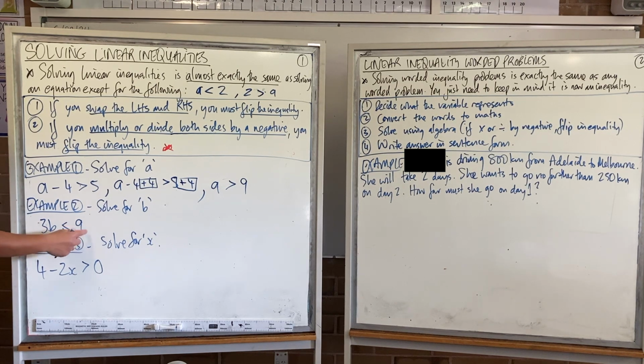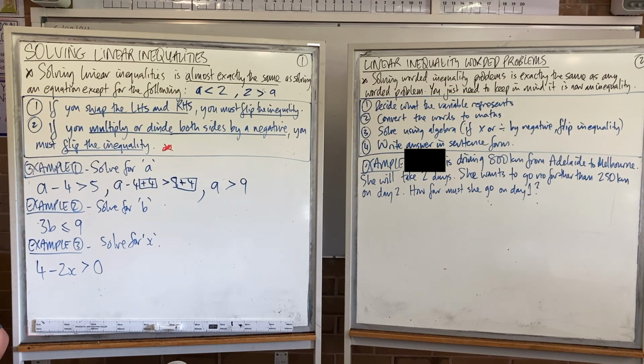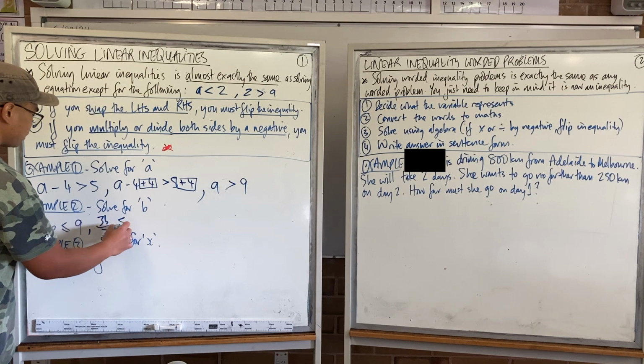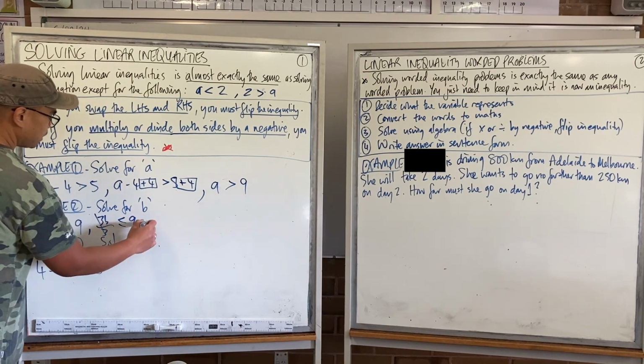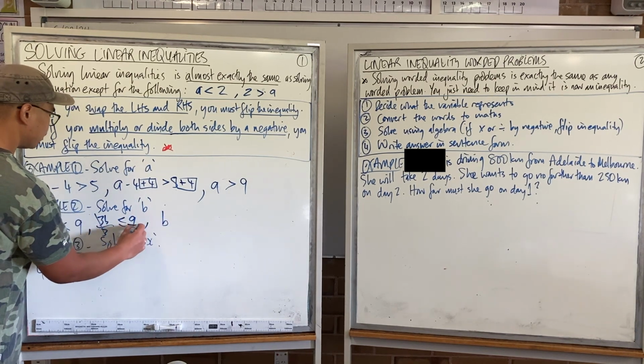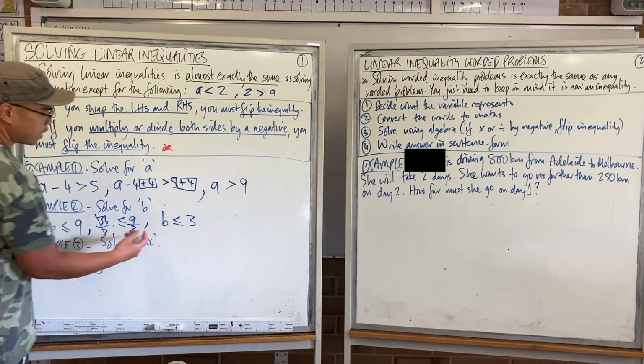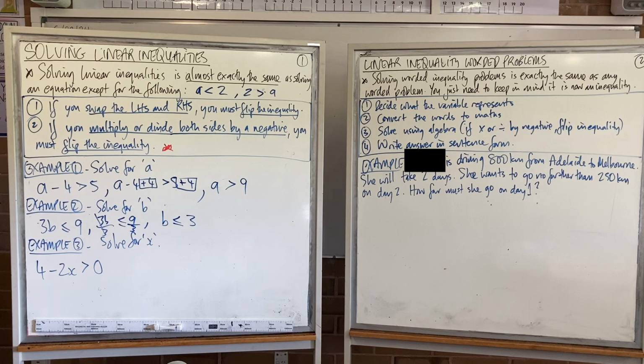This one? How do I get rid of timesing by 3? Divide by 3. So 3b on 3 less than or equal to 9. So b, 9 on 3. What's 9 divided by 3? 3. Did I divide by a negative number? No. So I keep it pointing the same way.